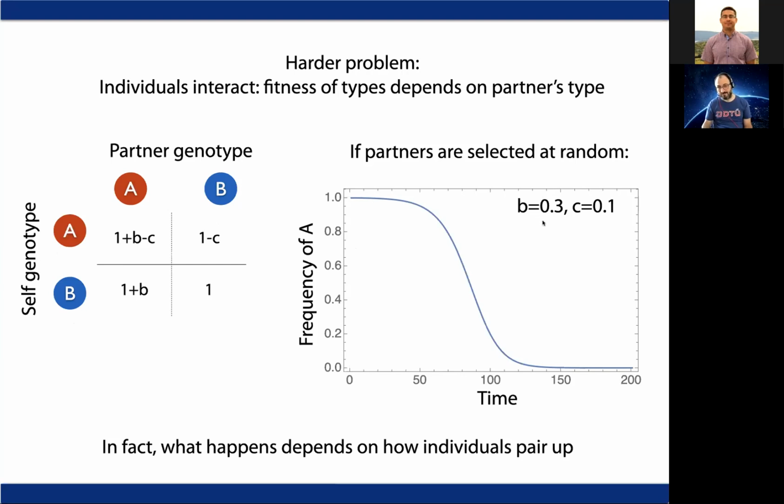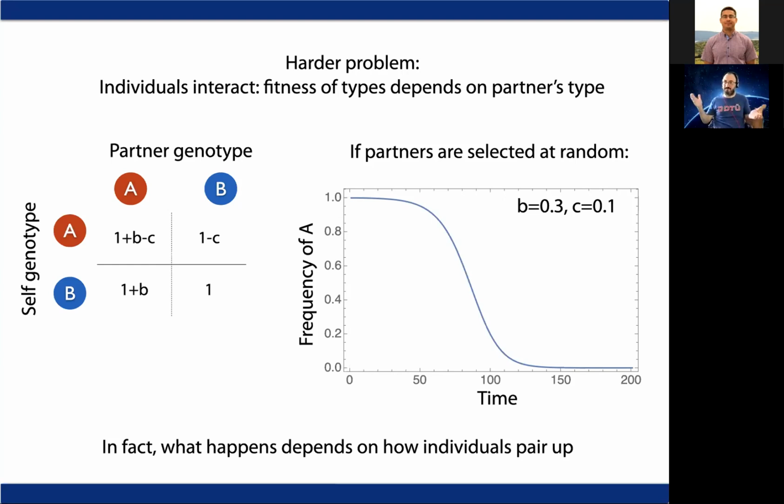In this simulation, B is 0.3 and C is 0.1. So B minus C is greater than 0, so A is greater than B. A's fitness when interacting with A's is greater than B's fitness when interacting with B's. So that implies that the mean fitness of the population actually goes down here.